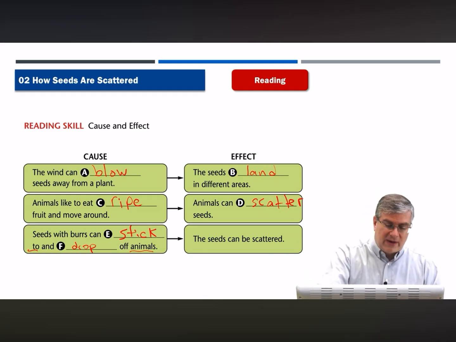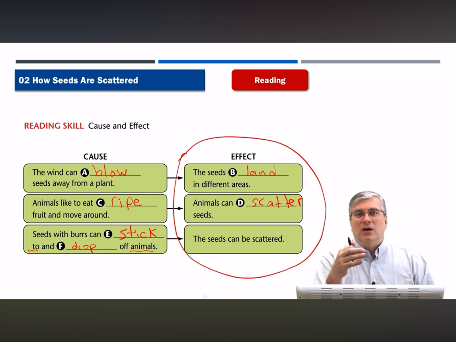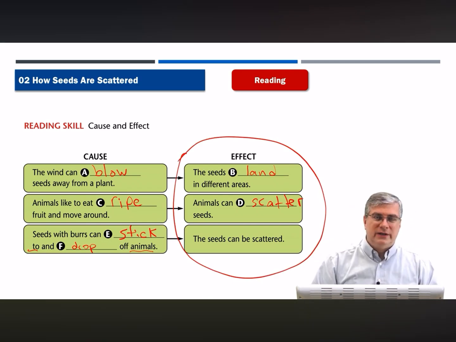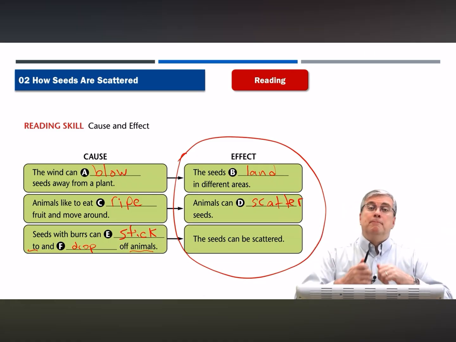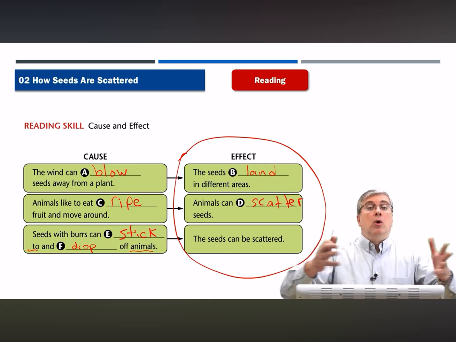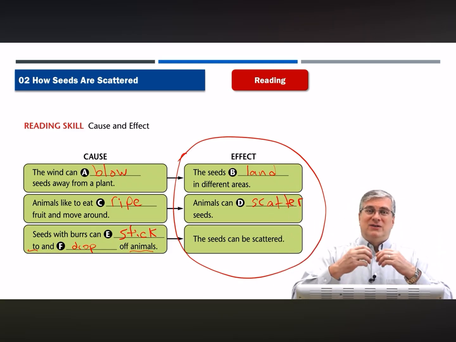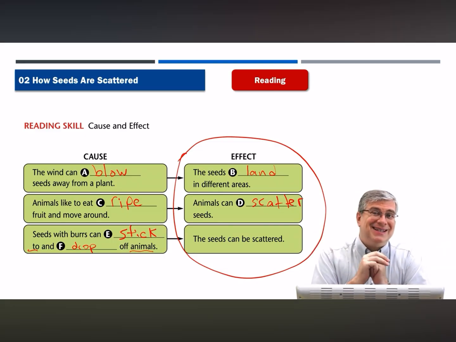In fact, all of the effects are that seeds are scattered, but through different means, through different causes. But it's always the same effect. Seeds are scattered, plants have room to grow, more plants can grow in a larger area, and this is how plants can spread out and ensure the survival of their species.